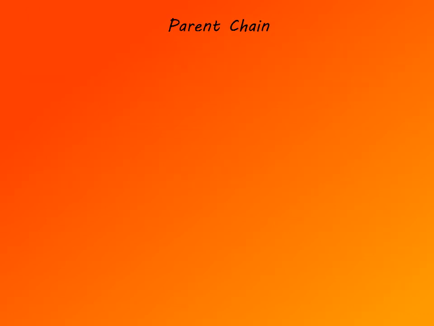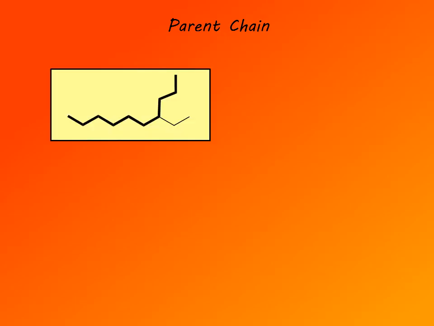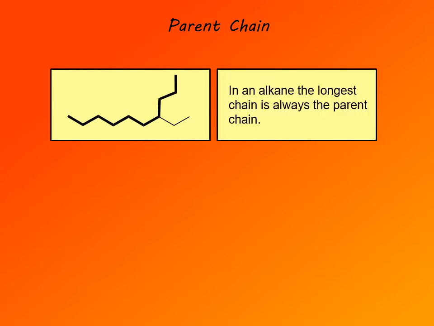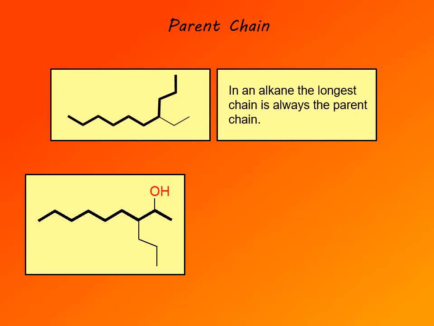First, we should look at parent chain of compounds that contain heteroatoms. With exception of alkanes, all other classes of compounds contain a functional group. In an alkane, as in this example, the longest chain is always the parent chain. When naming other classes of compounds, parent chain is the longest chain that contains the functional group, even if there is another longer carbon chain.